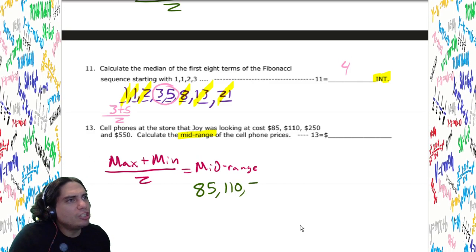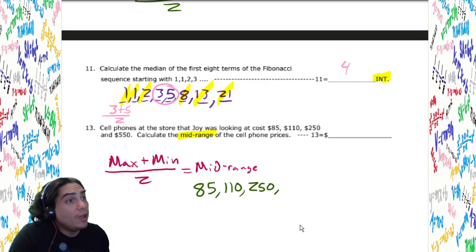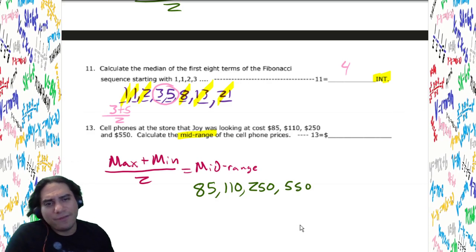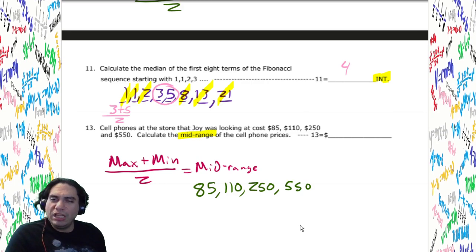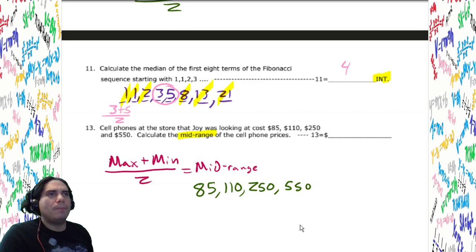Hey, I like this problem. They went ahead and put the numbers in order, man. Oh, man, we got a $250 phone, and we got a $550 phone. Jeez, look at that $85 phone, man. If I wanna save that money, I'll get that $85 phone. Maybe no screen, you know? As long as it makes calls, it's still a phone, right?